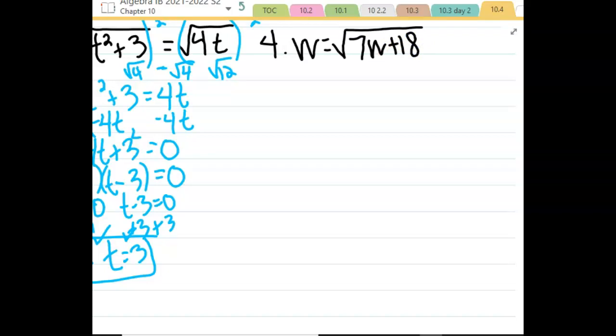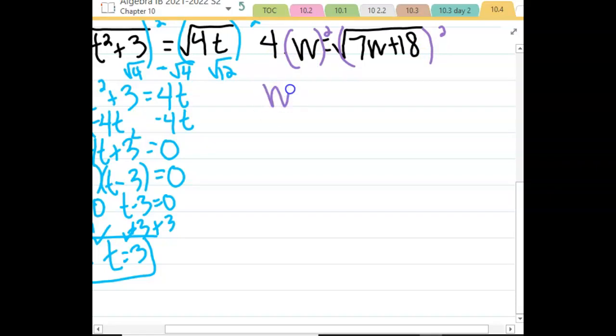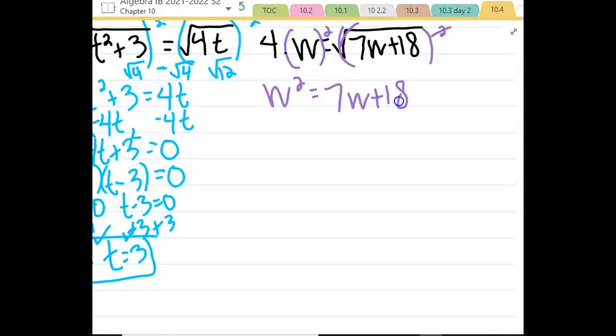Now this is more like that very first example we did today. I only have one radical, but it is isolated. So just like the other ones, we're ready to square both sides. So I get w squared, and then the square root's gone, so we just get 7w plus 18.